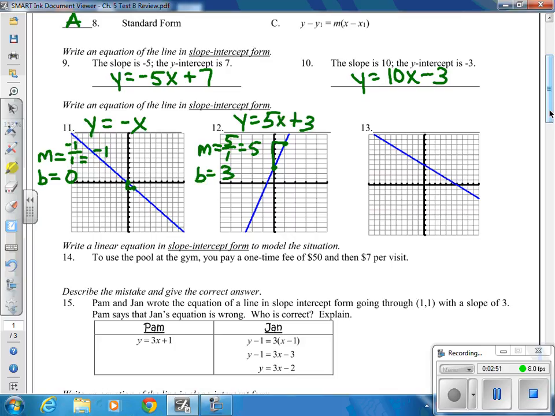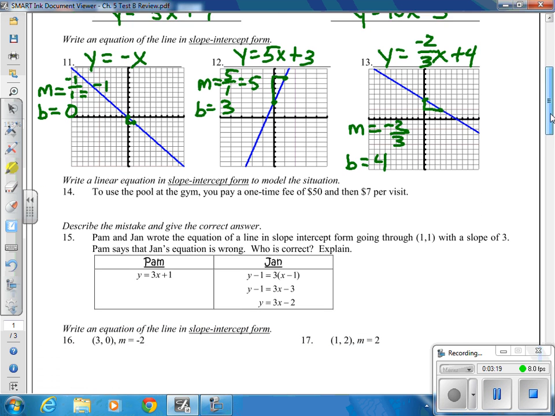Okay, go to number 13, same thing, identify your points. There's one right here, and the next one would be right here. Right, I notice that this line is going downhill, so my slope needs to have a negative sign in it somewhere. I'm going down 2 and right 3. That would be negative 2 over positive 3, or negative 2/3. My b value, where it hits the y-axis, is at positive 4. So my final equation, y equals negative 2/3 x plus 4. Okay, and again, it's all based on that m and b. If you can find those pieces, then the equation is really easy to write.